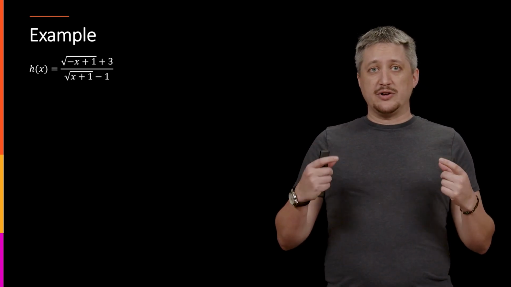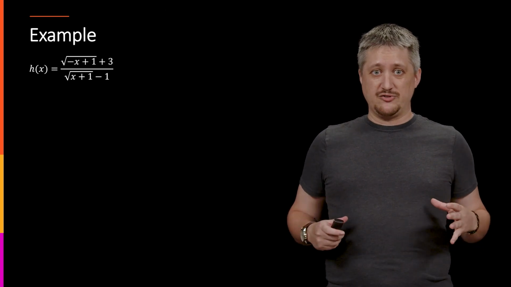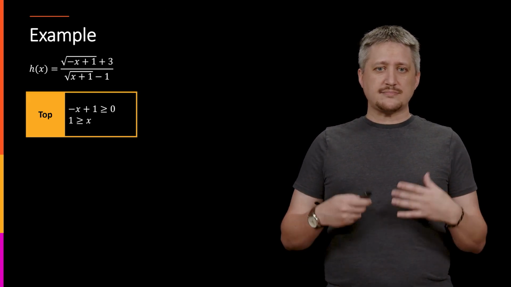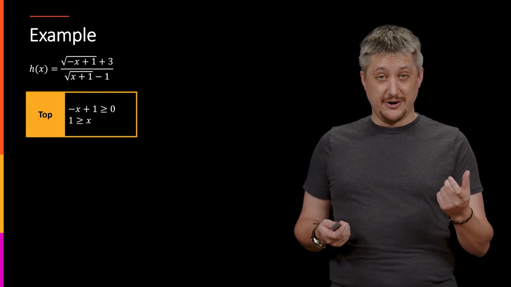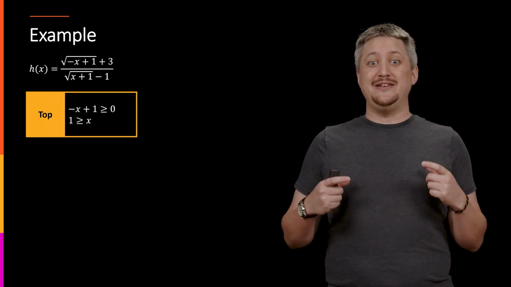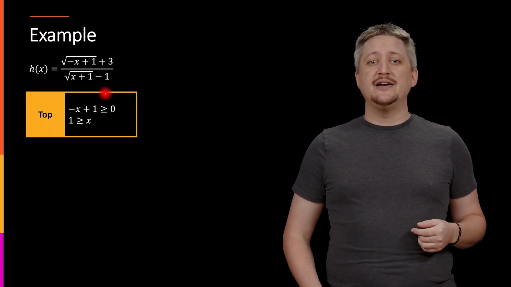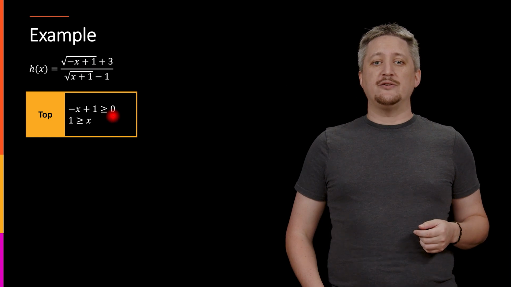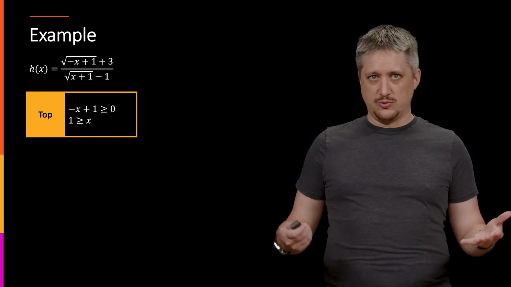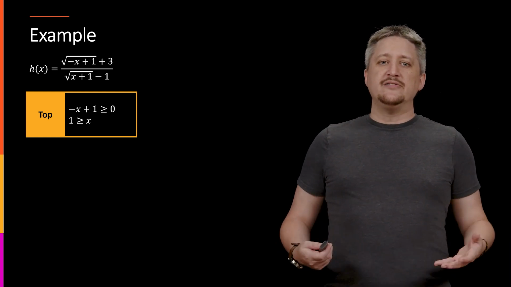Well, again, we want to look at the top and bottom and look at any domain restrictions there. So for the top, we know that because it's a square root, an even root, we want the inside to be not negative. So we take the inside, negative x plus 1, set it greater than or equal to 0, and that gives us that 1 is greater than or equal to x, or x is less than or equal to 1. Same deal with the bottom.